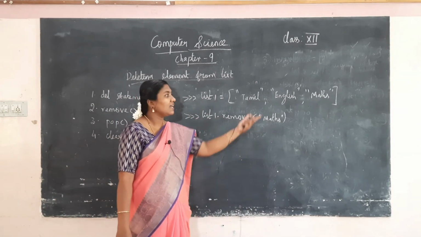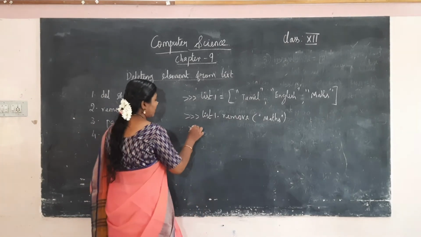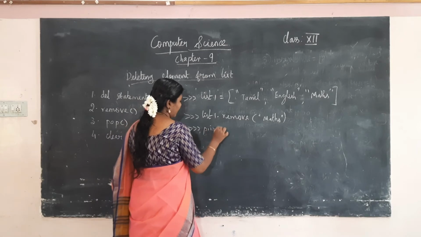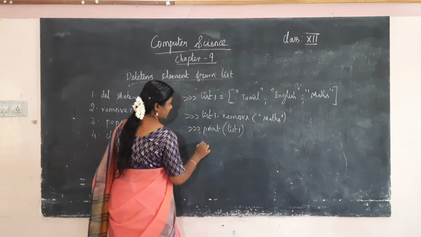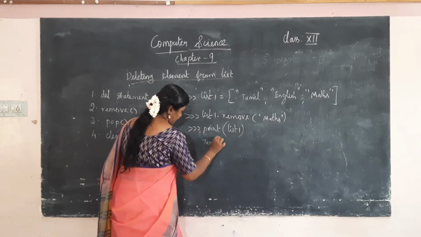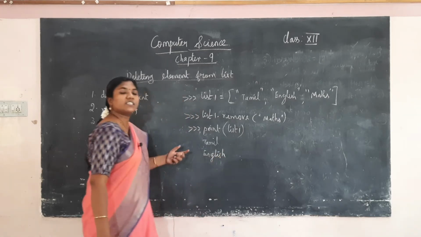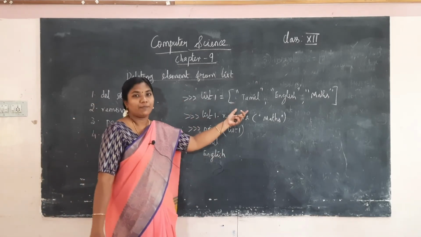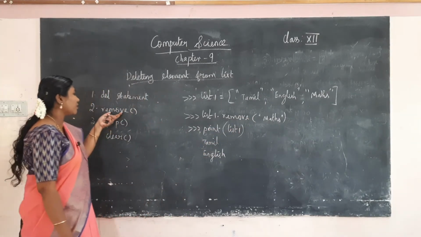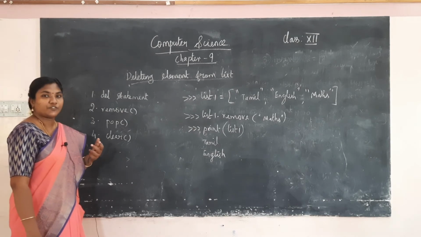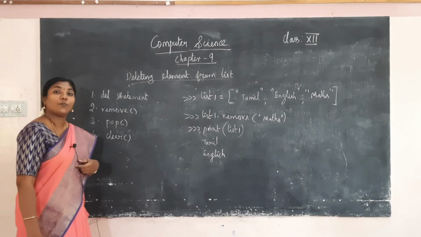If I give it like this, the element Maths will be deleted from list 1, and if I print, it will not exist. So I will be having only Tamil and English. These 2 values only will be available in the list and Maths will be deleted. Clear? So for this we use which function? The remove function. And next, the third one is the pop function.